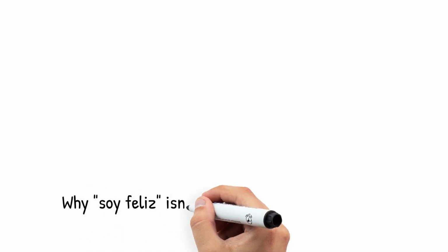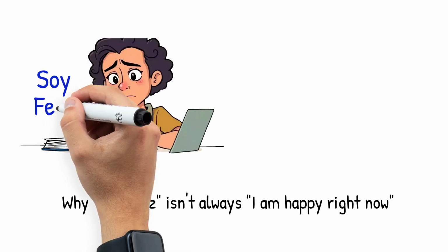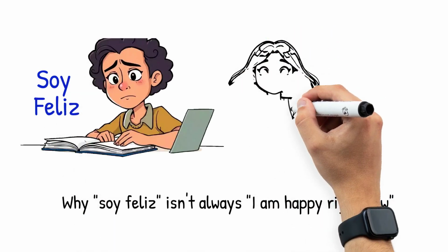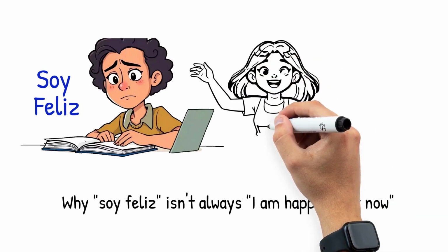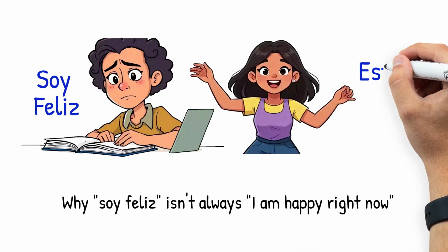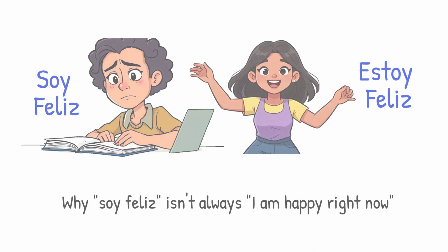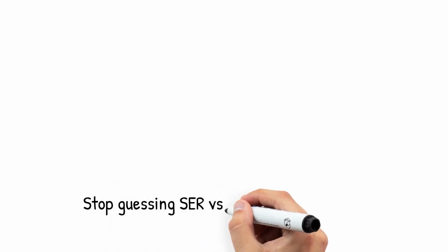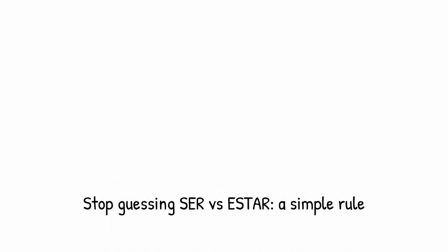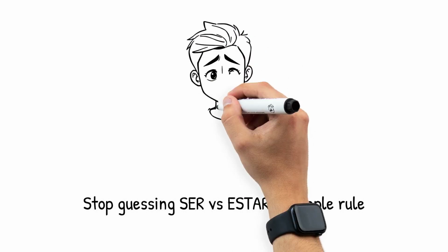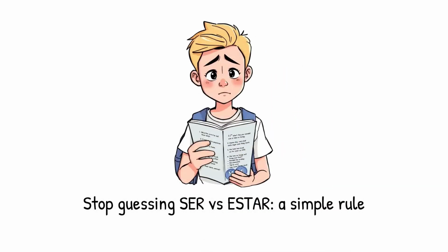If you say "soy feliz" when you mean "I am happy right now," your sentence may sound different from what you intended. In Spanish, "I am" can be "soy" or "estoy," and choosing the wrong one can completely change the meaning. But today, I'll give you a simple way to stop guessing. Here is the rule. Ser tells us what something is. Estar tells us how or where something is.